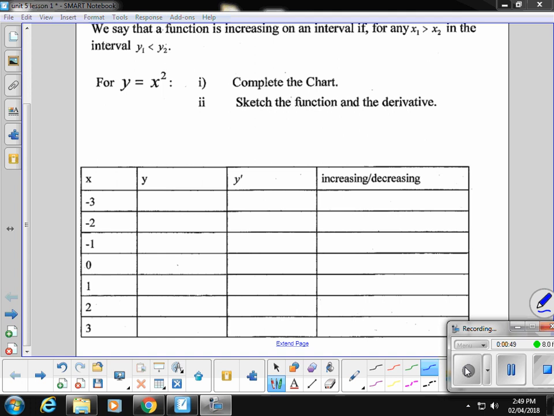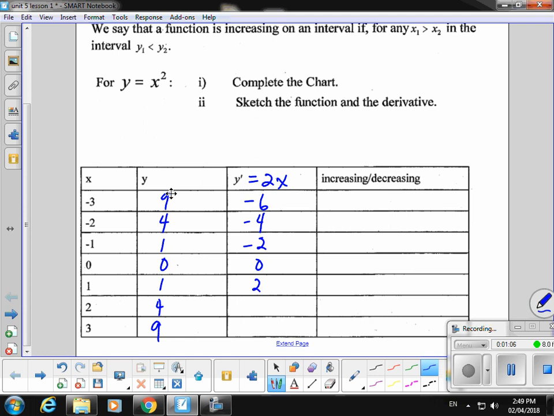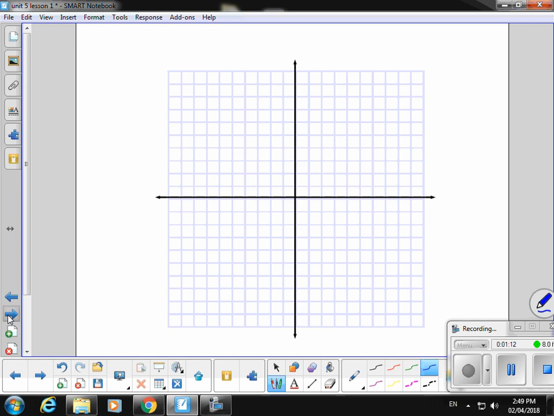So if we have y equals x squared, my y values would be 9, 4, 1, 0, 1, 4, 9. My derivative, which is 2x, would have values of -6, -4, -2, 0, +2, 4, and 6. If we look at the graph of the function, I have a quadratic, and I have an uncentered graph.